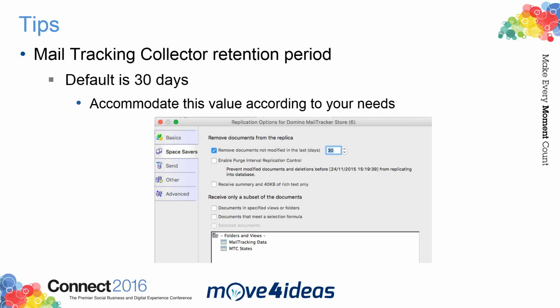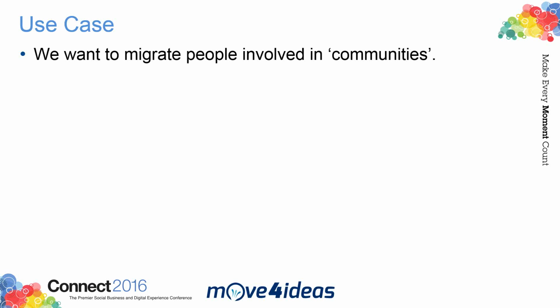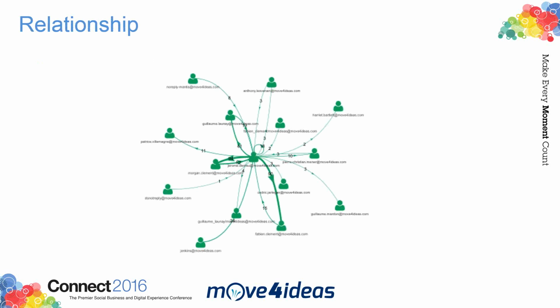So this is the conclusion for just active and inactive users. Now I will go inside a use case. We just want to migrate people involved in communities, right? For instance, in Audit for Mail, you can define the community this way, so you can see who is talking to who inside the company.